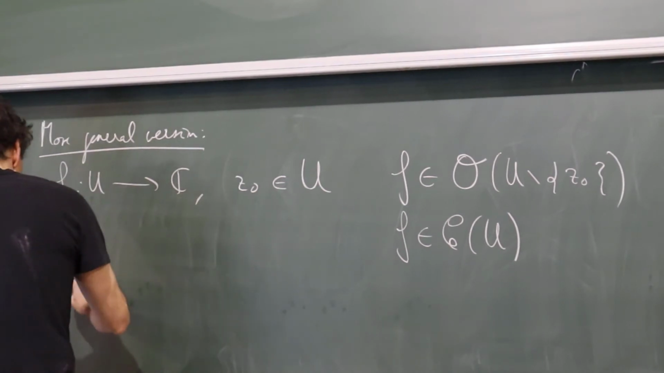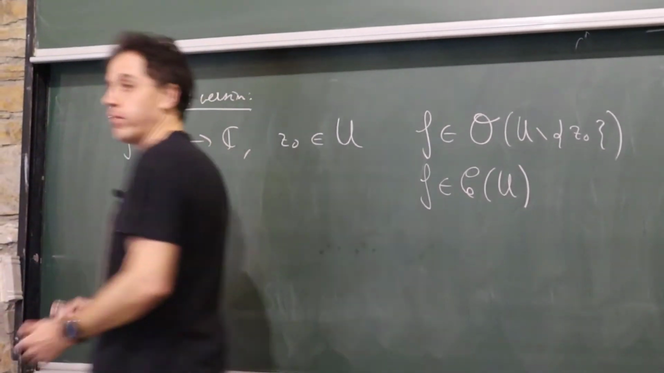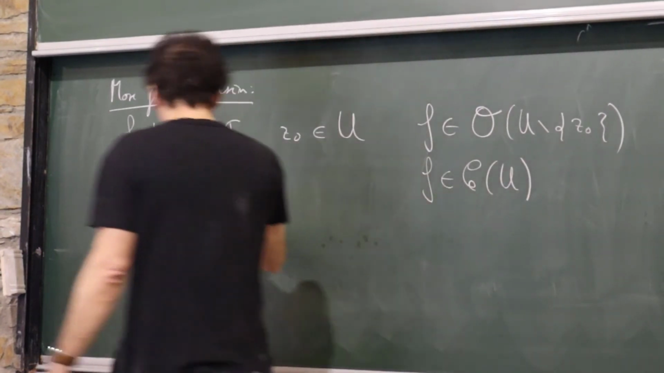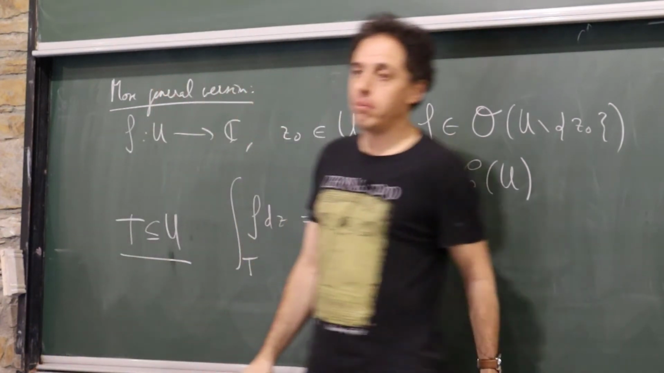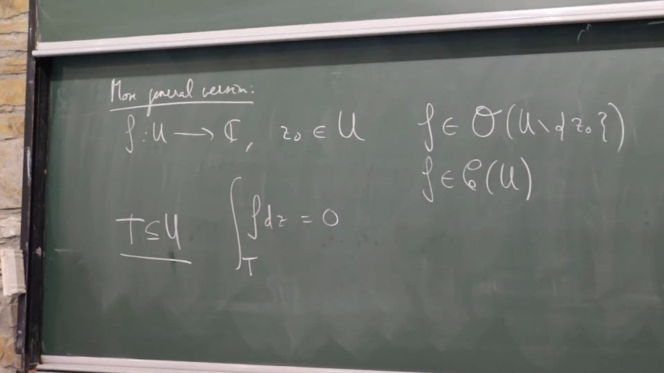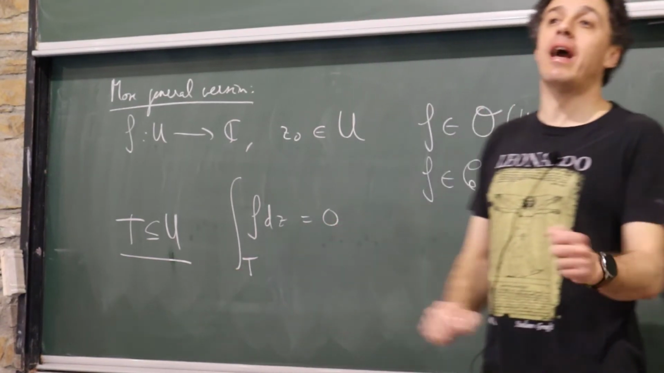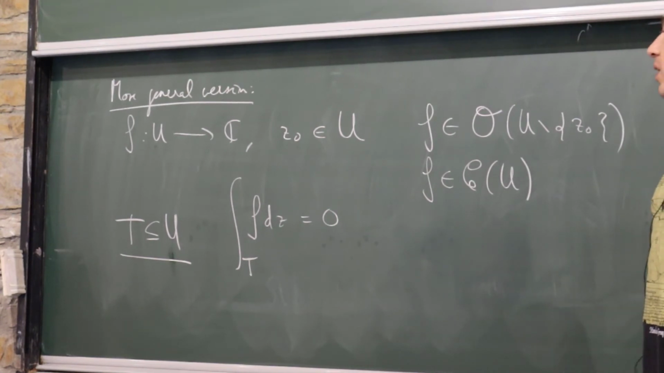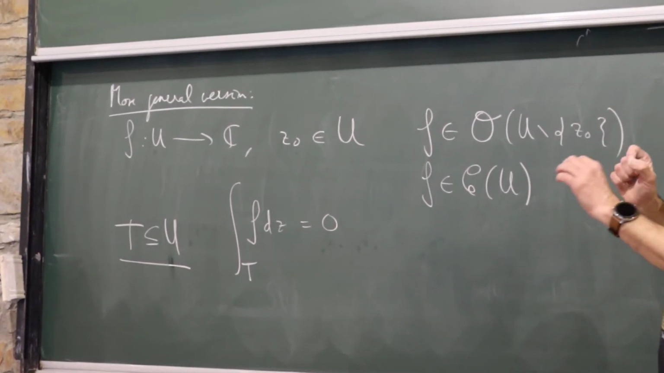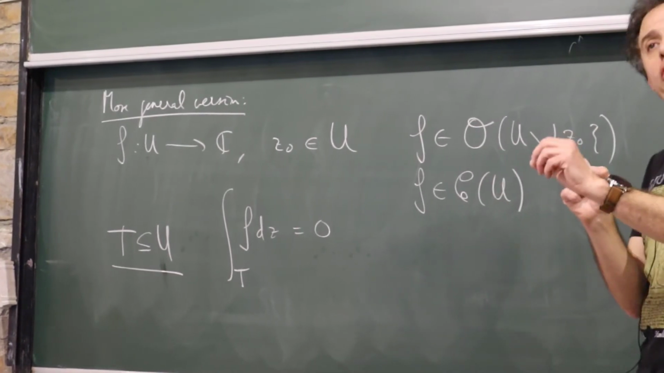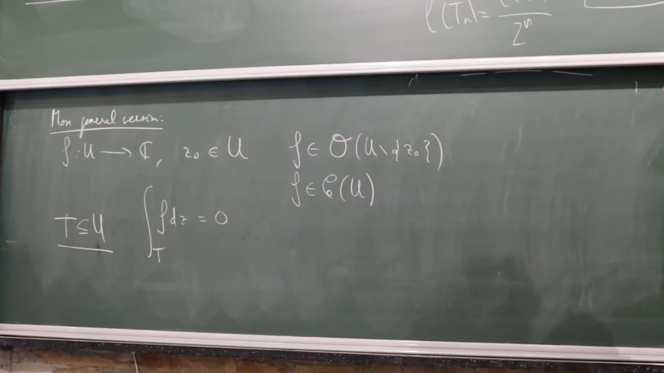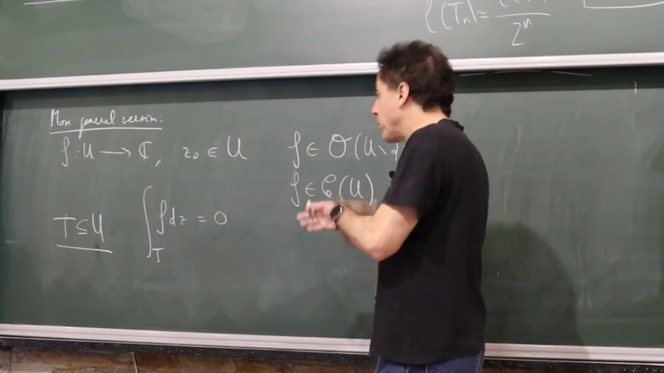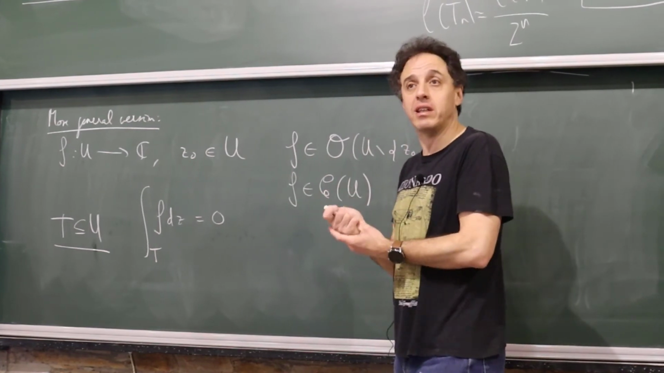Assume T is a triangle completely contained in U, as before. So, in that case, the integral is also 0. Okay? The proof is more or less the same. You only have to take some care about where the point z0 is. If it's inside the triangle, on the border, or outside, it's not a problem. If it's outside, the integral is 0. But if it's in the interior, well, you can try to avoid this point in some sense.